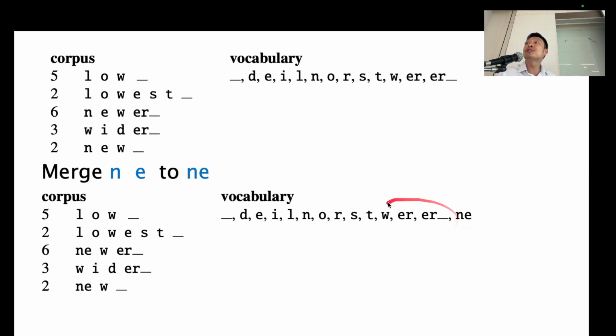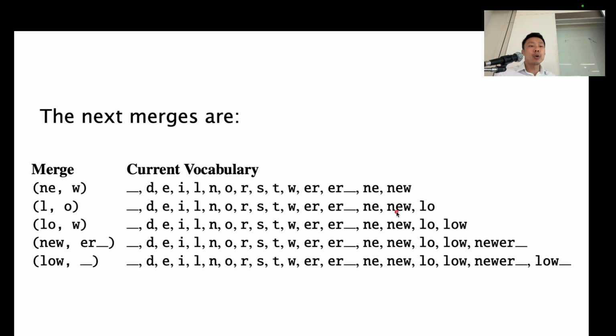So we see that we start adding something that almost makes sense. This is the suffix ER, right? It makes an adjective into a comparative form, the ER form. And you keep doing this again and again until you reach the vocabulary size that you like. So it's just a bunch of for loops.